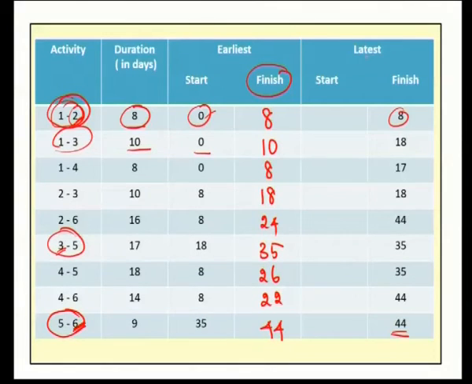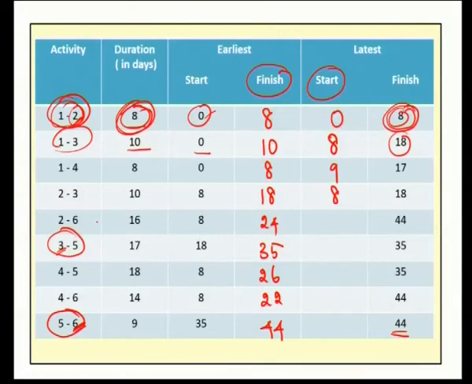Next, we can compute the latest starting time for each and every activity, which is nothing but the latest finishing time minus the duration. Suppose for the activity 1 to 2, the latest finishing time is 8 and the duration is 8. So 8 minus 8, 0. Next, for the activity 1 to 3, the finishing time is 18, the duration is 10, therefore 18 minus 10, 8. Next, for the activity 1 to 4, it is 17 minus 8, which is 9. For the activity 2 to 3, it is 18 minus 10, which is 8.